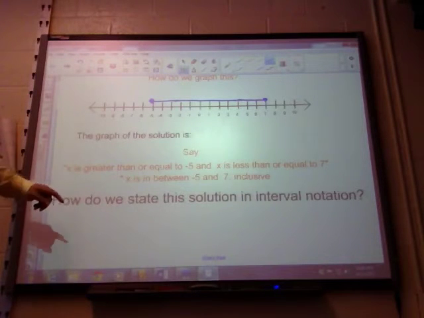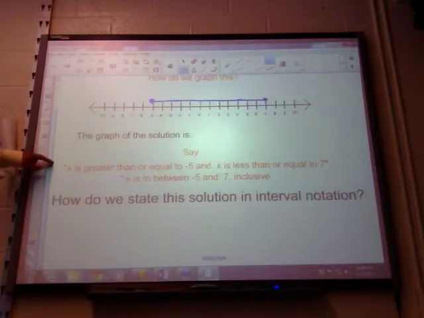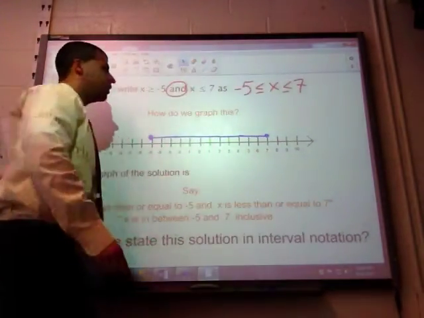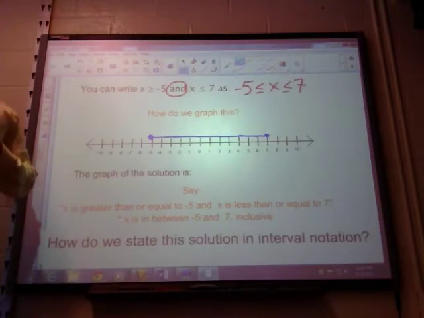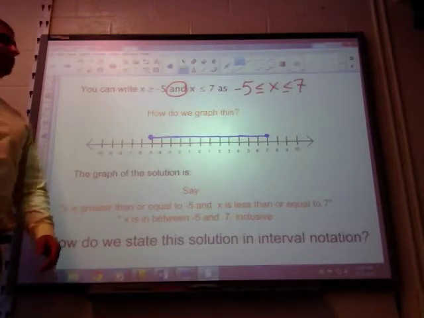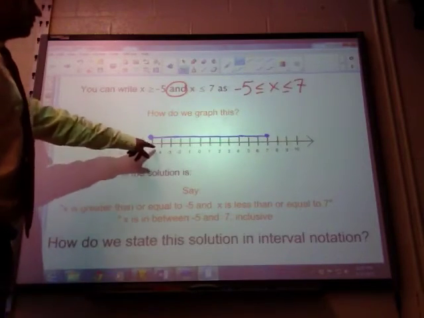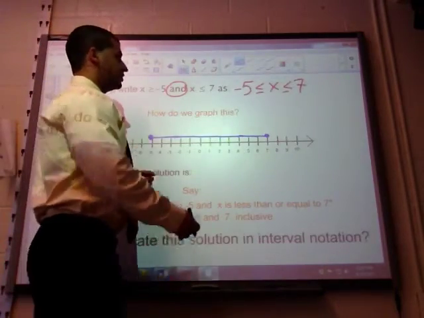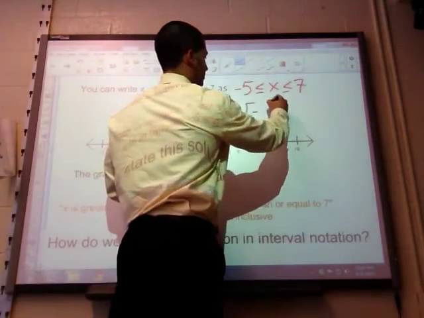So the next part is interval notation. Let's go back and look at our graph and try to do this in interval notation. What we should remember from interval notation is that we start at our lowest number and go up to our highest number. Our lowest number is -5, right? You can see it right there. So that's where we're going to start, and it's inclusive, so we're going to have a bracket.